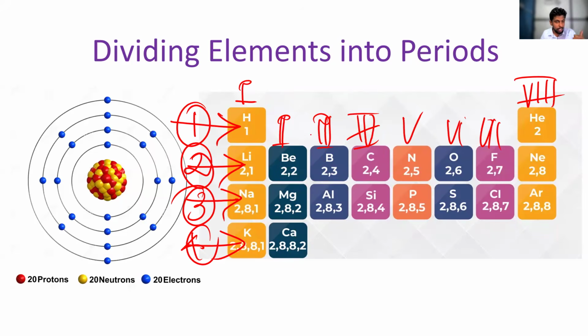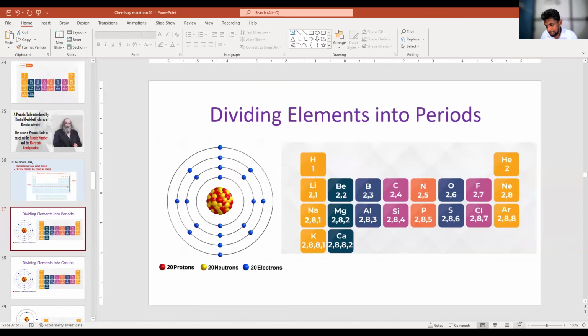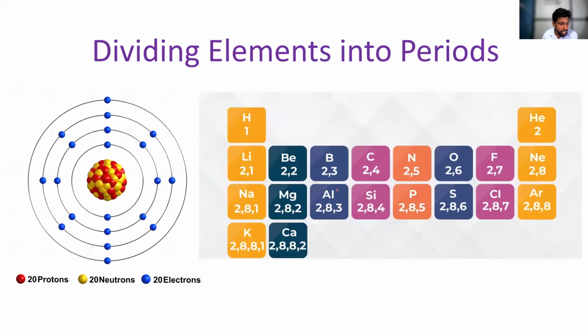Now we have discussed what a group and a period are. Now I am going to explain how to put a certain element in its place. Listen here. We'll write the electronic configuration of this element. This is calcium, right? The electronic configuration is 2, 8, 8, 2. You may remember that. Now my question is this: how many numbers are there here? How many numbers are there?